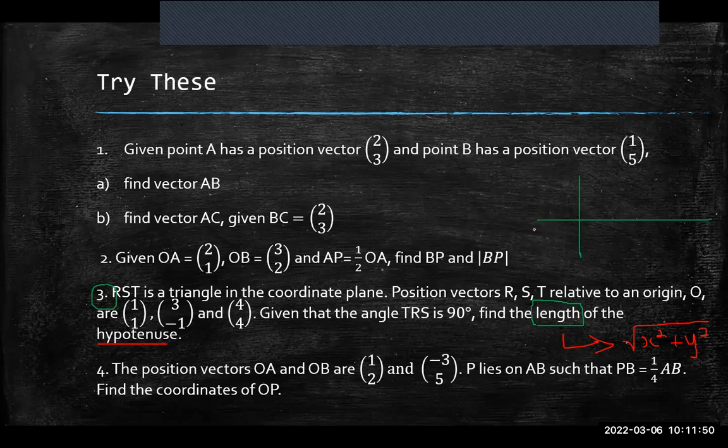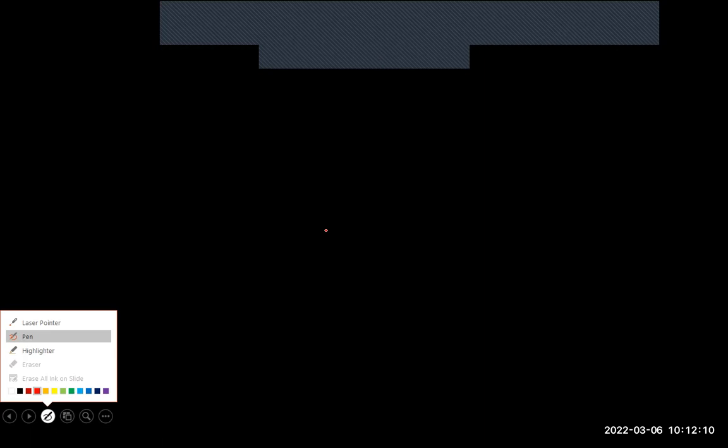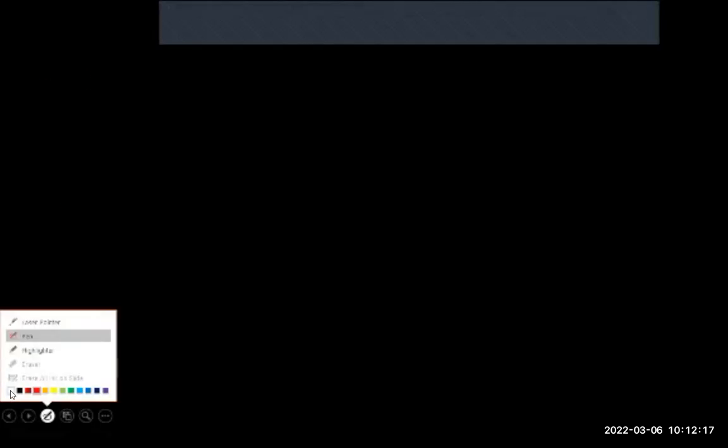So like I said, for this question, it would actually be helpful to do a sketch, right? So let me just go to the black screen. They want you to find the length of the hypotenuse. They told you this is a triangle, right? And they want you to find the length of the hypotenuse. The problem is they gave you 3 position vectors.